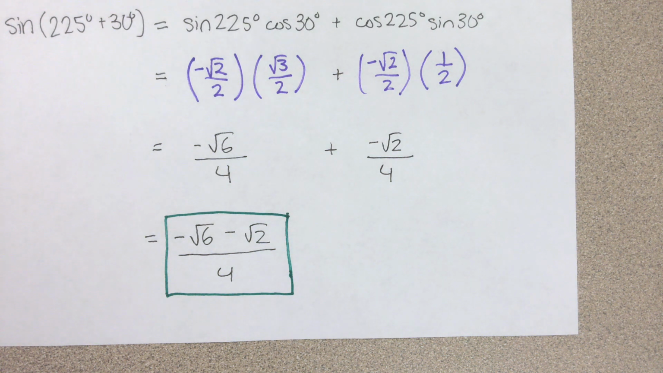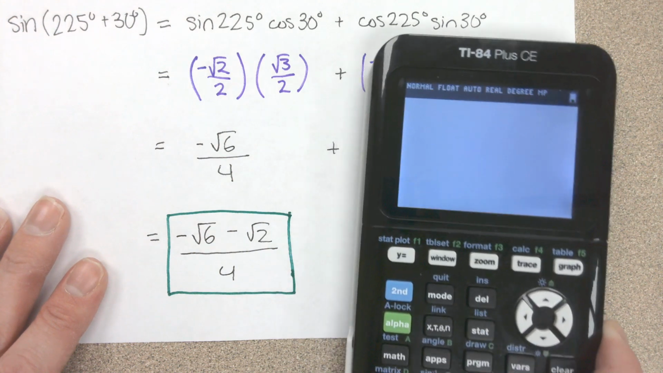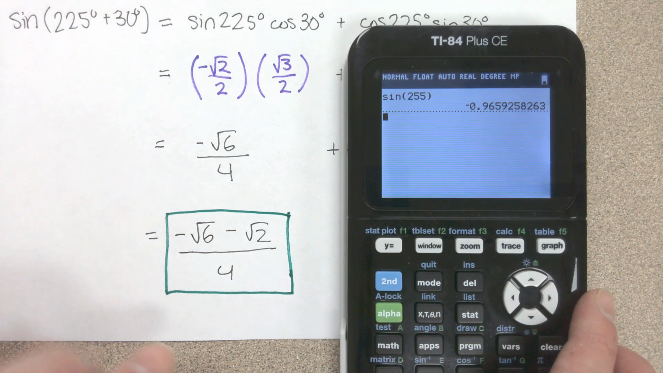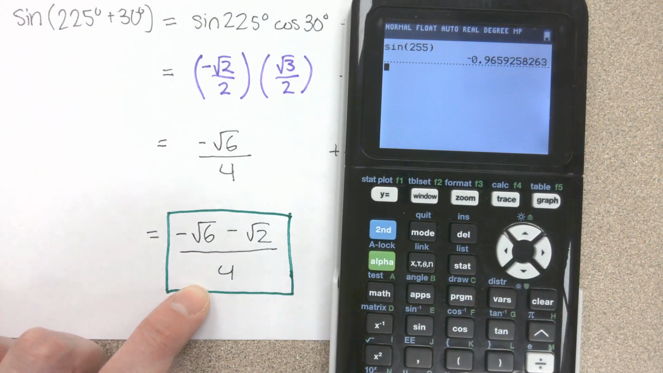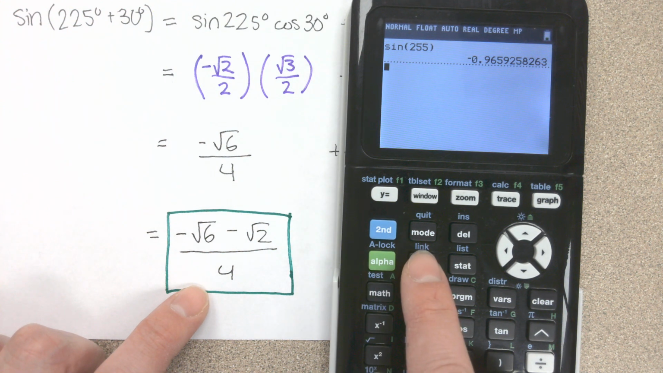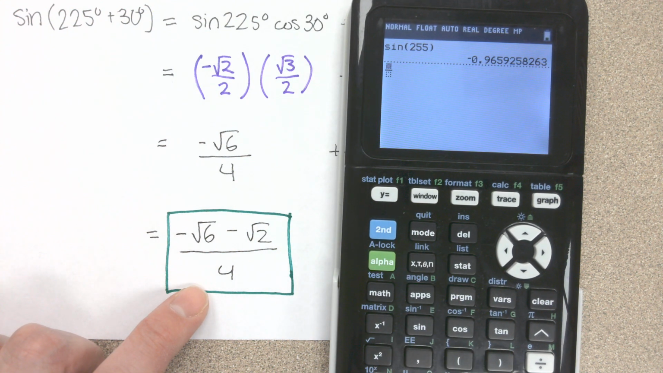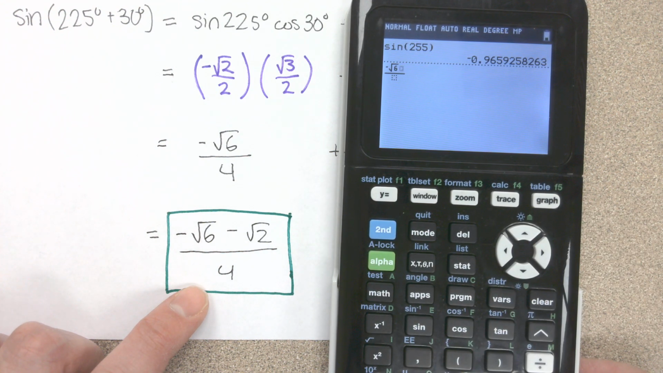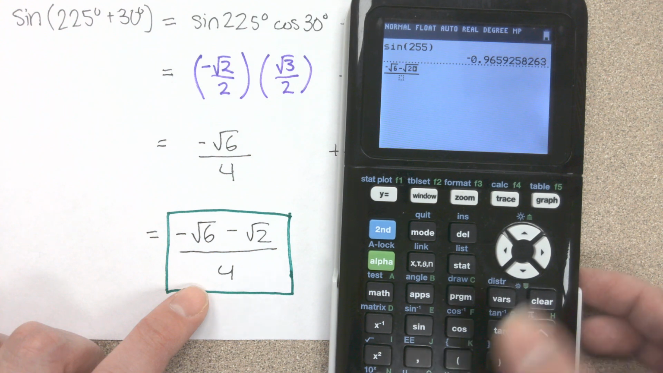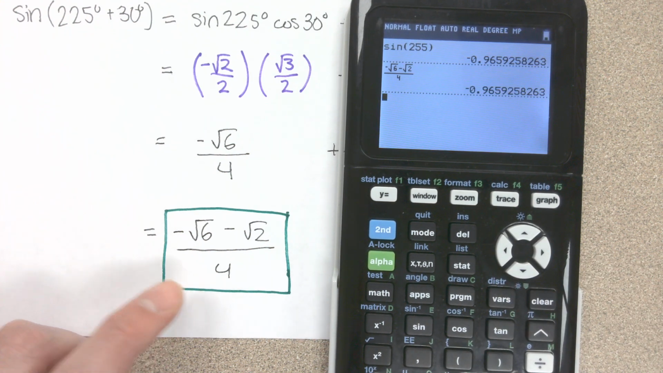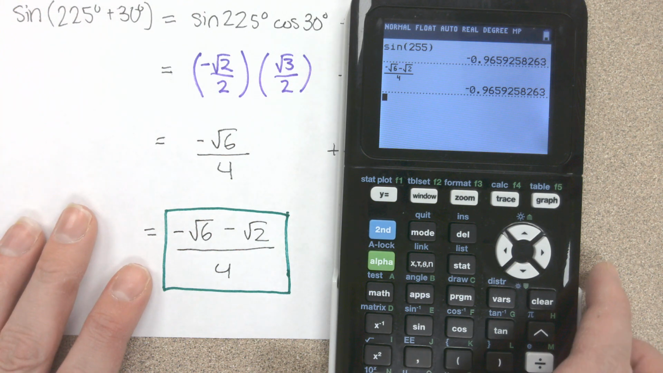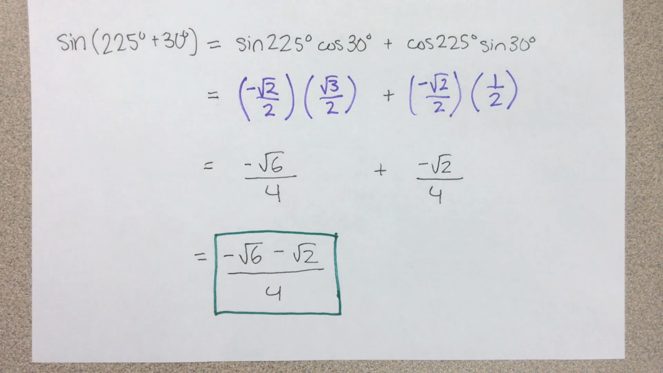And then, of course, we can check our answer. The original question was sine of 255 degrees. And then checking this answer, since it's a fraction, make sure you're using the fraction button. That's alpha x to get there. Negative square root of 6 minus square root of 2 over 4. And we arrived at the same answer, so we know it's correct. Questions on this first problem?